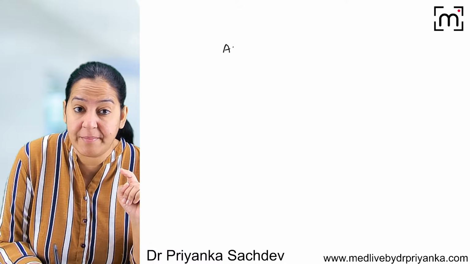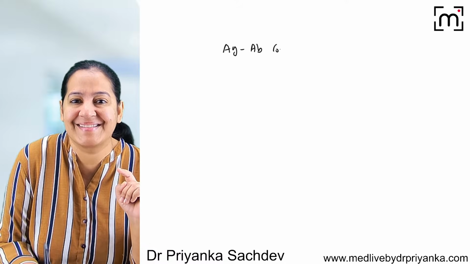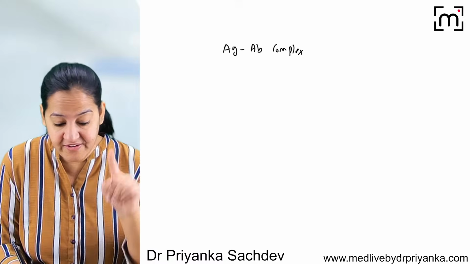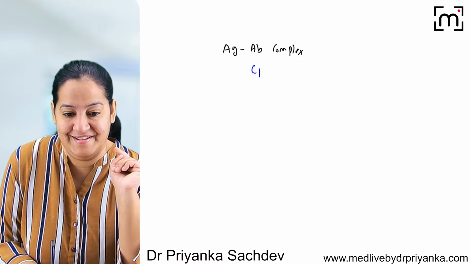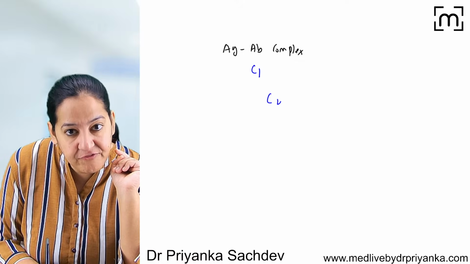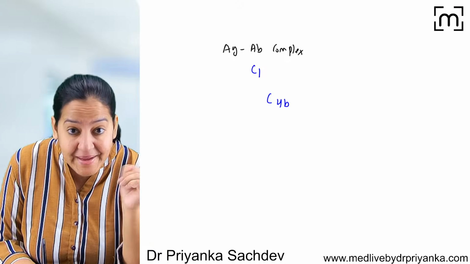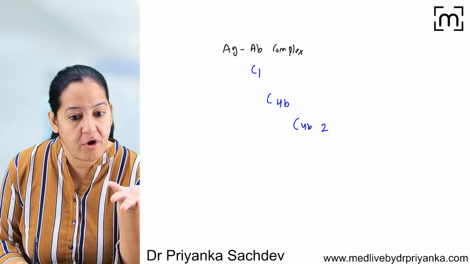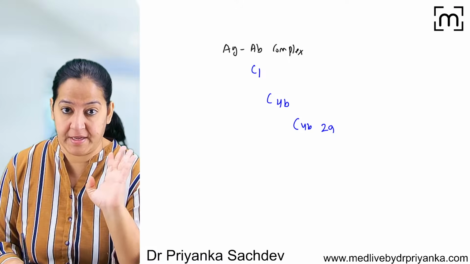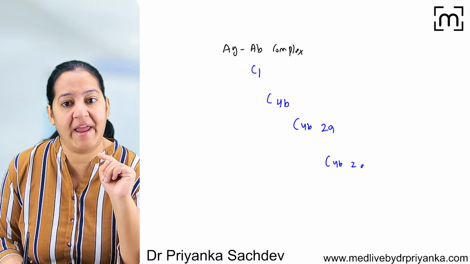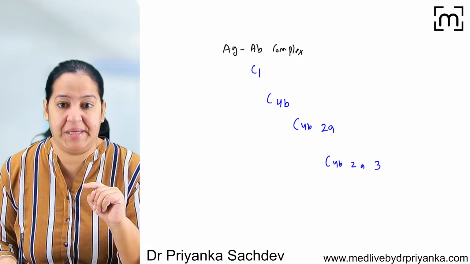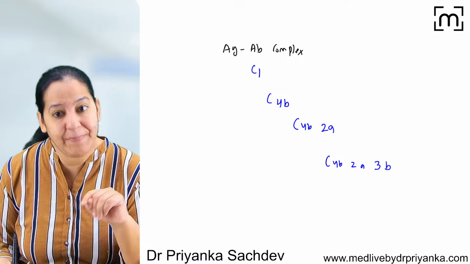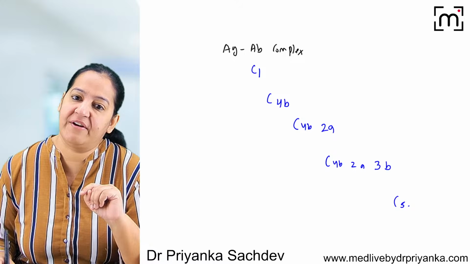So classical, the first thing you have to tell me is the trigger. The trigger is the antigen-antibody complex. After that, the first complement activated is C1. C1 activates C4. From C4, it's C4b, not C4a. Now this C4b will activate C2. From C2, it's C2a, not C2b. And this C4b2a activates the next, C3. Again from C3, we have C3b, not C3a. And this will activate C5 to C9.